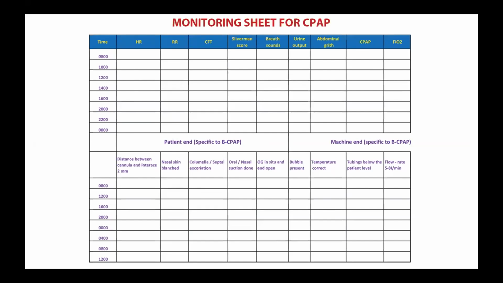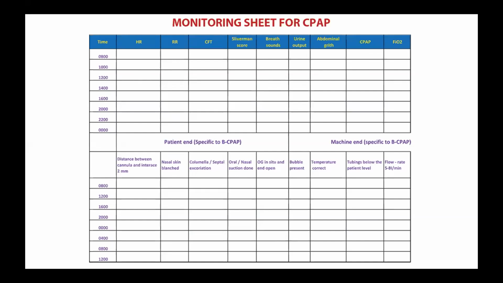Silverman score you need to continually monitor, because if it is increasing, that means your FRC is low. You need to increase the pressure. And if Silverman score is gradually decreasing, that means your CPAP is working and you need to continue to use the same pressures. Breath sounds, you always need to auscultate on the axilla to hear for the breath sounds. If the breath sounds are heard in the axilla, that means your pressure is actually reaching the lung.